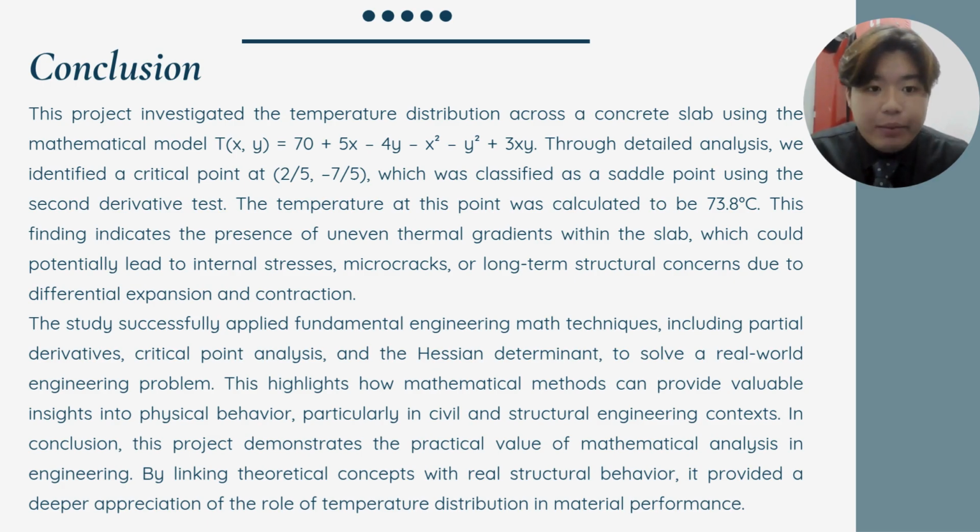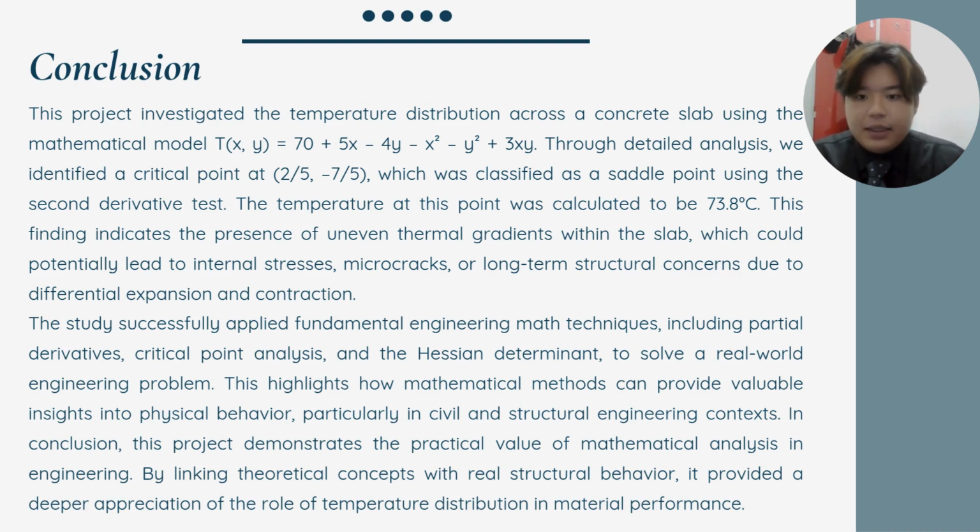Hi, my name is Tan Musian, and now I'm going to talk about the conclusion. This project investigated the temperature distribution across a concrete slab using the mathematical model T(x,y) equals 70 plus 5x minus 4y minus x squared minus y squared plus 3xy. Through detailed analysis, we identified a critical point at (2/5, -7/5), which was classified as a saddle point using the second derivative test. The temperature at this point was calculated to be 73.8 degrees Celsius.